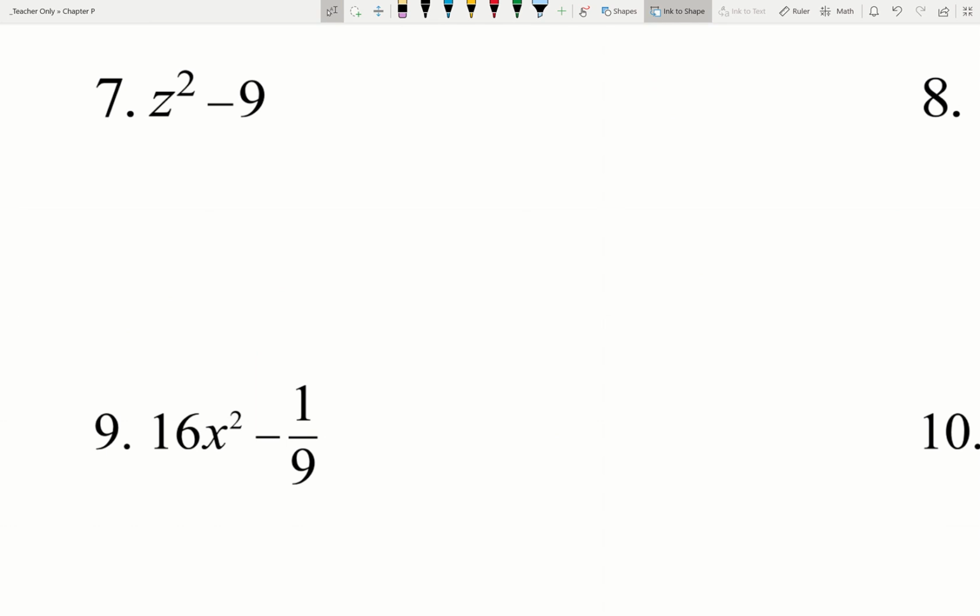Number 7, it says z squared minus 9. So if you're trying to look at this as what we just did, right, we have this big minus here, and I've got the subtraction of two terms, okay? So I've got one term minus another term here. This is where we would look and see if we've got a greatest common factor. Well, z squared doesn't really look like it has any common factors with that 9, and so we might determine here that we don't have a GCF.